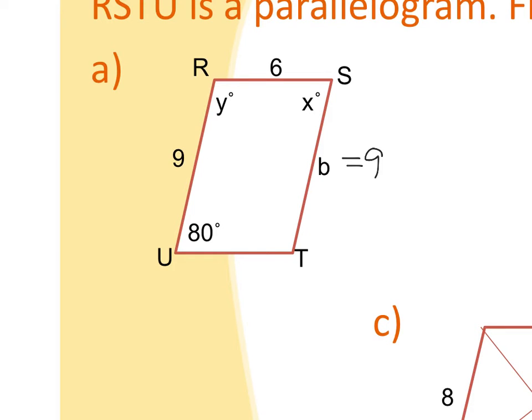Okay, what about angle X? 80. Opposite angles are congruent. And what about angle Y? Kimberly? 100. Remember, same side interior or the consecutive angles are supplements. So you would do 180 minus 80 to get the 100. That would also make angle T 100. I know it didn't ask for it, but know that opposite angles are congruent. Okay?